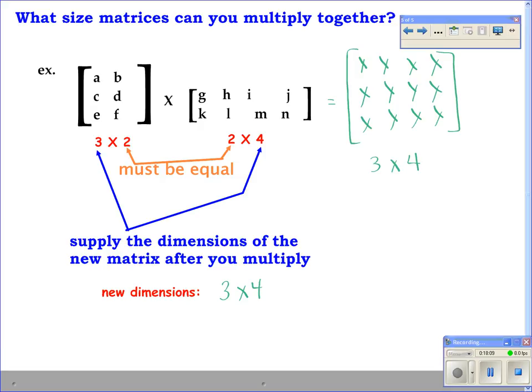Any questions on matrices? Remember, if you're adding them, you just add the numbers in the same spot. Multiplying takes a little bit more time.